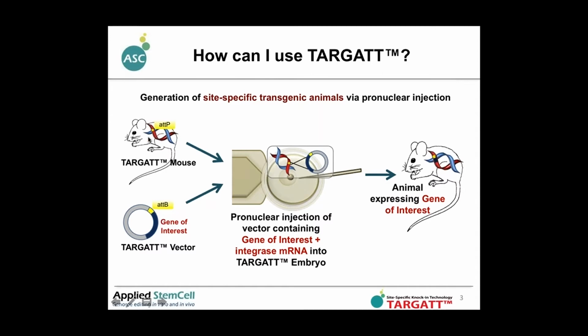And these ATTP-containing embryos can then be microinjected with the target vector that contains the gene of interest, plus the integrase mRNA. The injected embryos can then be transplanted into recipient pseudopregnant mothers to carry the embryos to term. Pups will be born and then genotyped for potential transgenic founders.